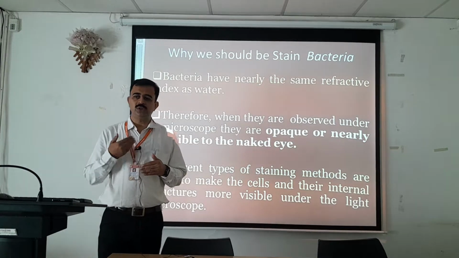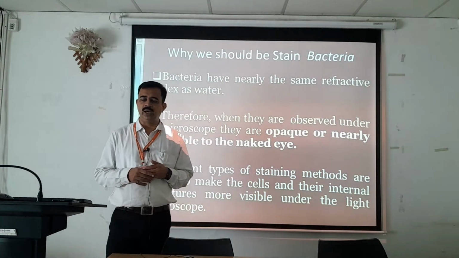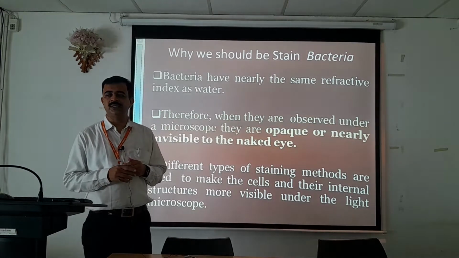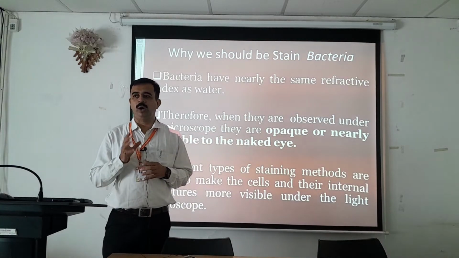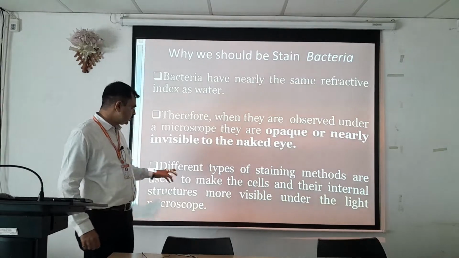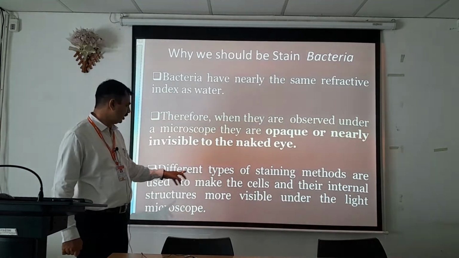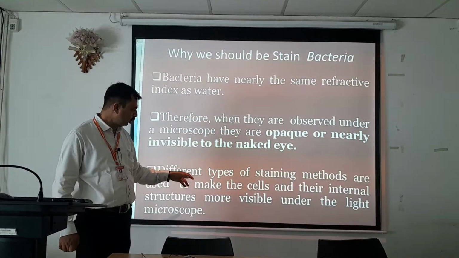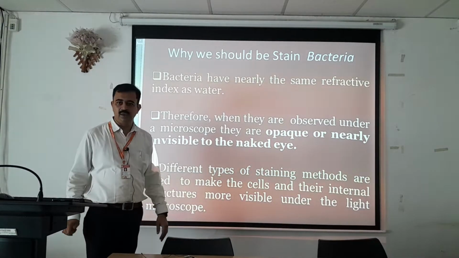So in order to see those microorganisms, a method called staining has been developed, and this staining method is helpful for observing the microorganisms under the microscope. Different types of staining methods are used to make cells and their internal structures more visible under the light microscope.